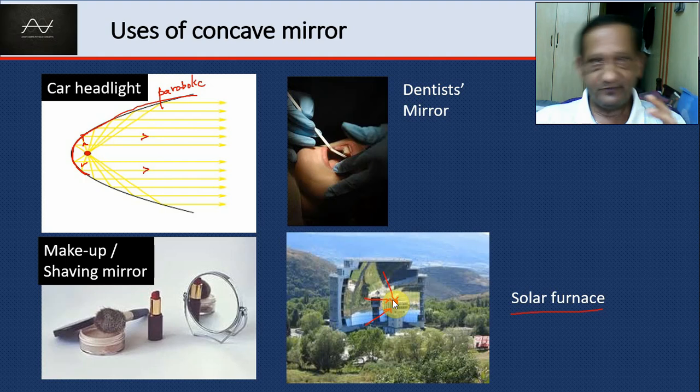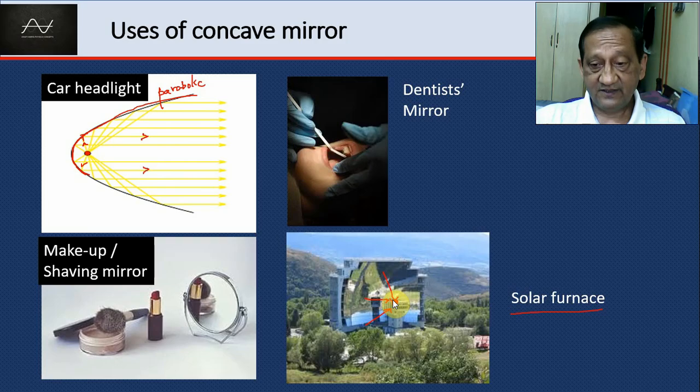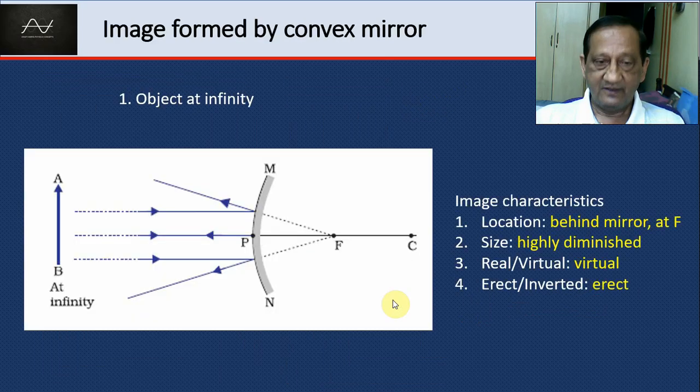But obviously, the position of the sun keeps changing from time to time. Therefore, the mirror orientation should also change, so that all the time, the incident beam of the sunlight after reflection focuses on that particular point. So there are such solar furnaces in the world. Right, so that was concave mirror. In the next session, we'll talk of convex mirror and we will do some numericals on this topic of spherical mirrors.